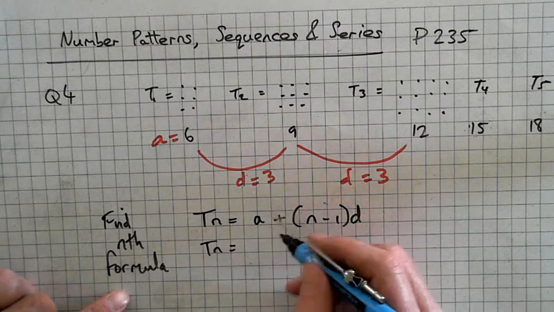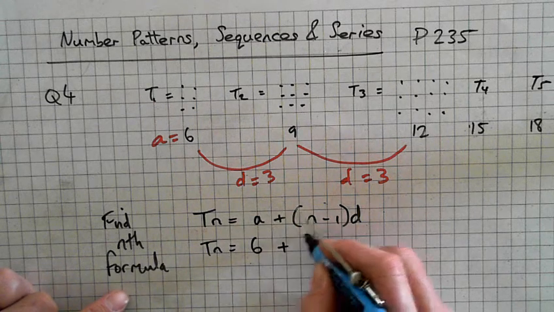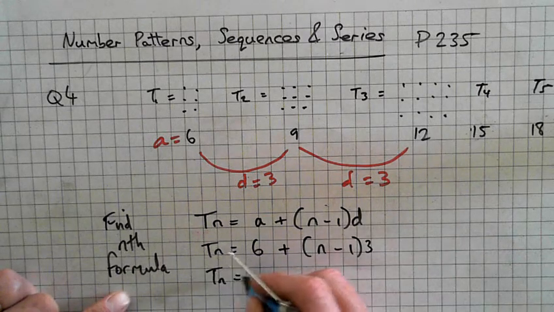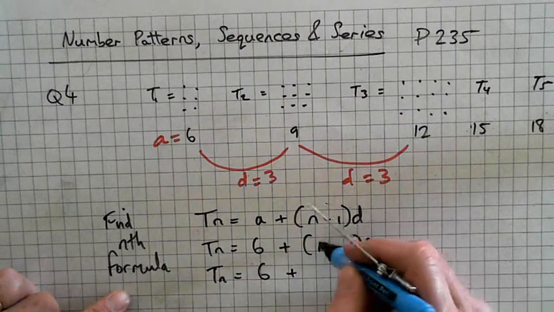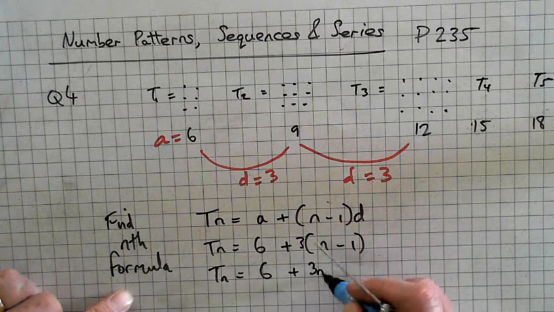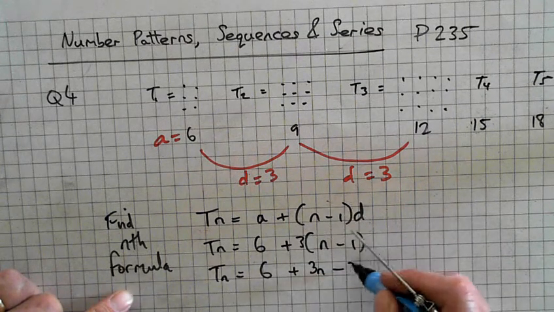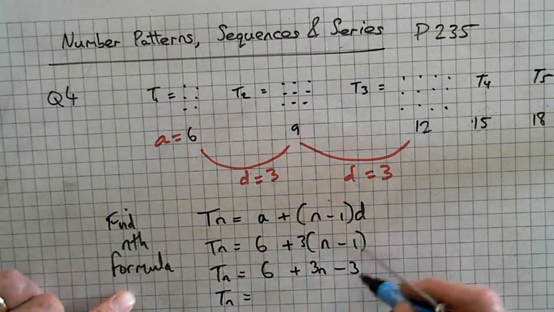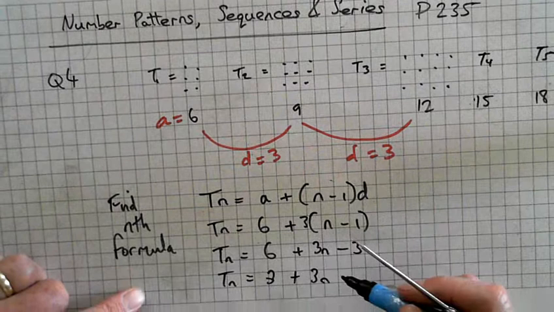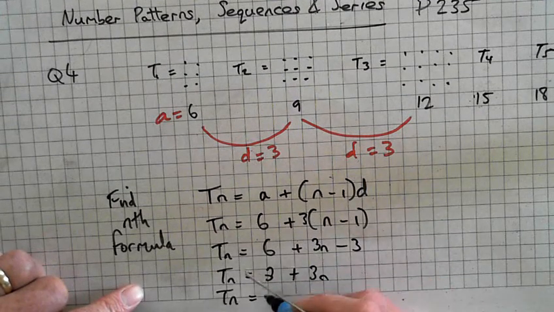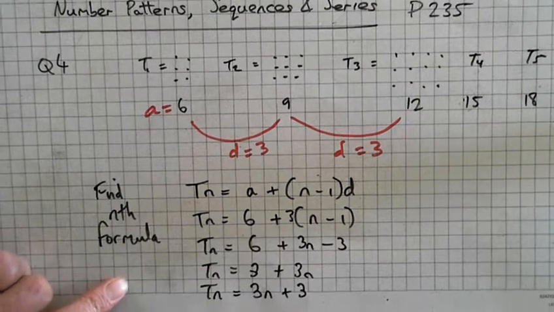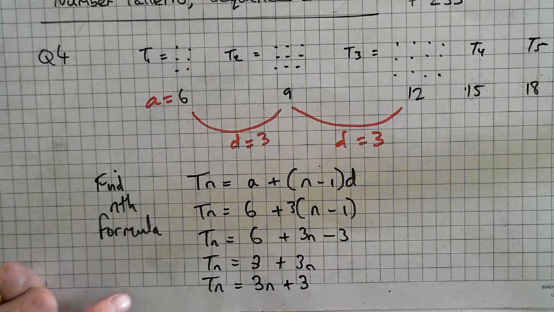Just look up here. I do know what A and D are. A is 6 plus, and D is 3. Alright, so 3 times n. So I can put the 3 in front like that. 3 times n, 3n, 3 times minus 1, 6 minus 3. Another way of writing that, just to tidy it up, they always write the n first. Right, that is called my n formula.